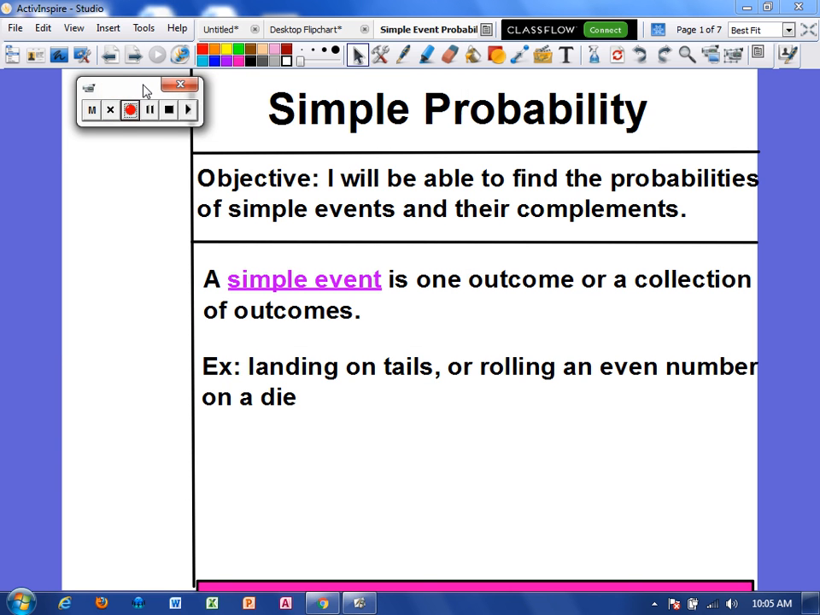Hey everyone. Alright, today we are going to learn about simple event probability. Your objective: I will be able to find the probabilities of simple events and their complements.